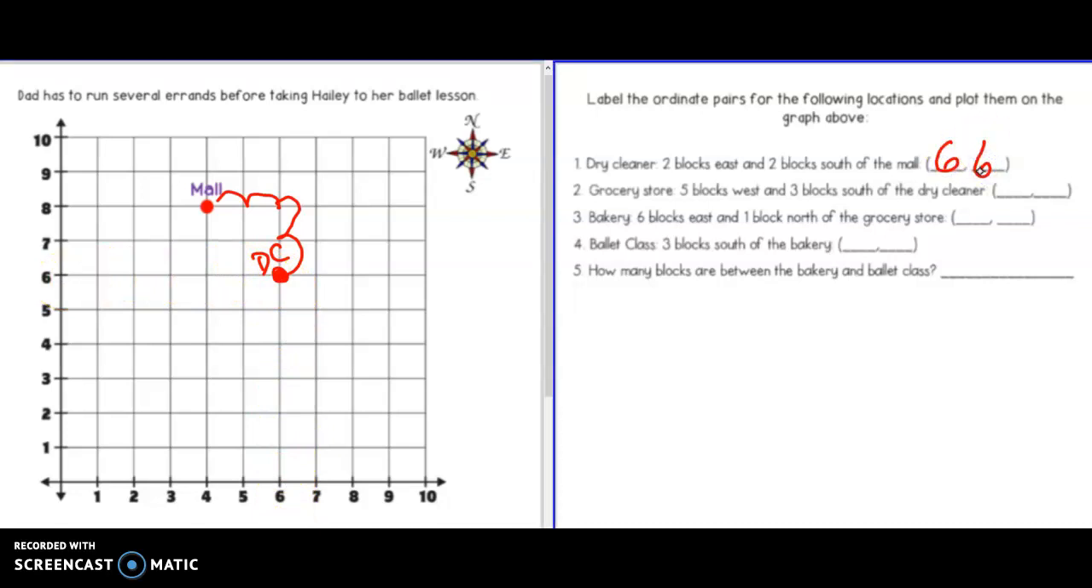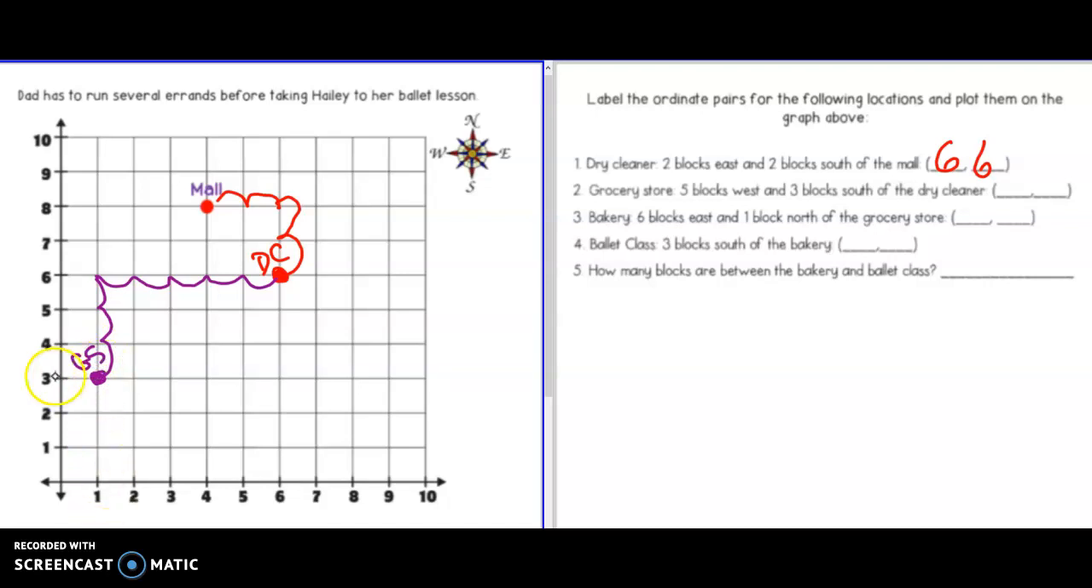Then our grocery store is 5 blocks west, which means going left, that's west, and 3 blocks south, so going down 3. We're going to count off here, 5 blocks west, 3 south. So 1, 2, 3, 4, 5, and then 3 south, 1, 2, 3. Right here, this is the grocery store. That is located at 1, 3.